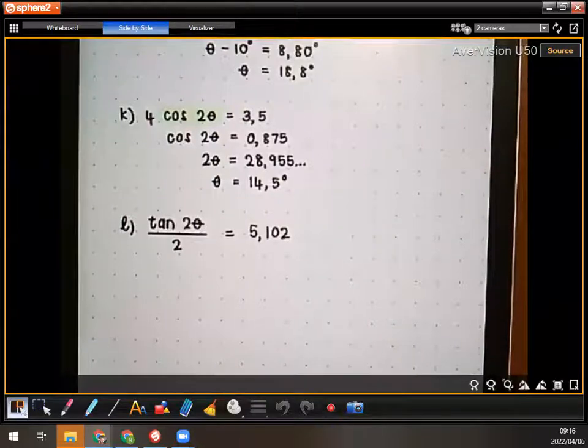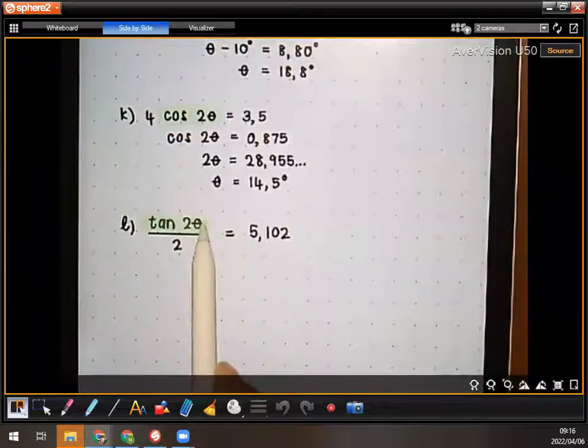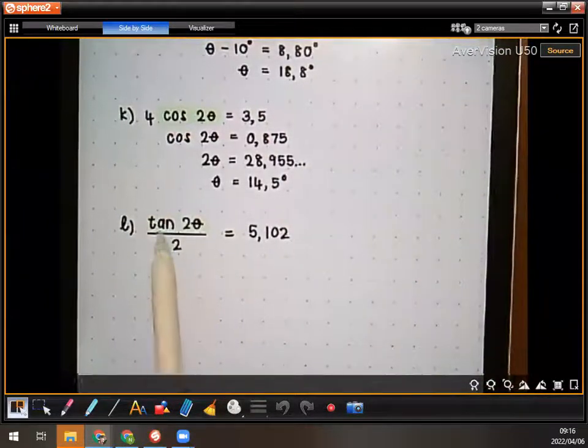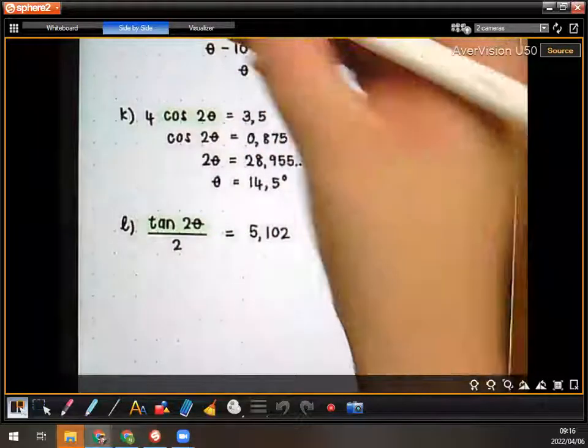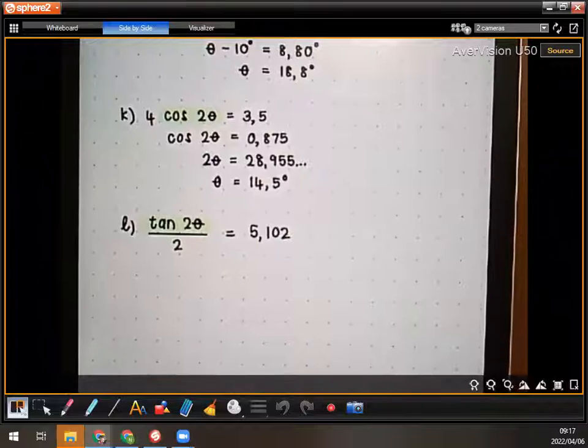You need to solve for theta there, please, guys. First you need to get your tan 2 theta on its own by getting rid of that 2 at the bottom there. Then you're going to do shift tan, and then you're going to divide by 2. Just do that quickly, please.